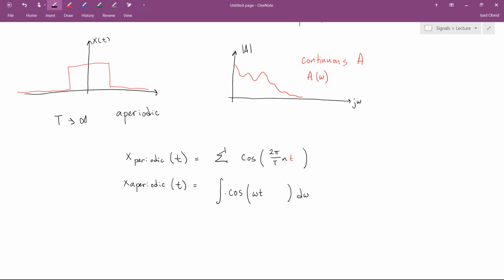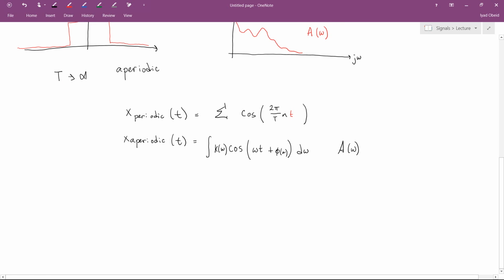Okay? So it's still a sum of cosines, it's just a sum of so many cosines that it's now an integral. Okay, and then for each frequency, there's going to be an amplitude and a phase, where the amplitude and the phase come from A of omega, which is what you see in the plot above. If you take 2 times the magnitude of A of omega, you get K. And if you take the angle of A of omega, you get the phase.